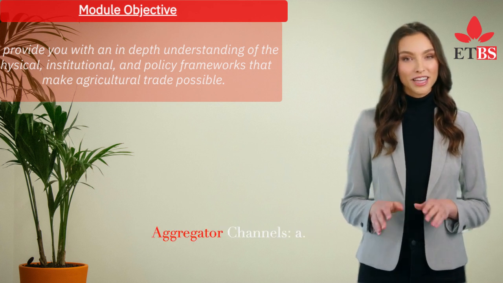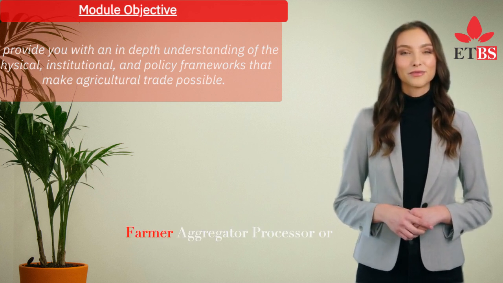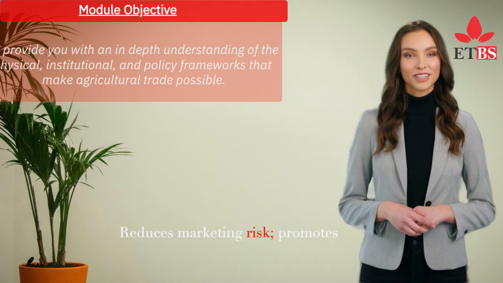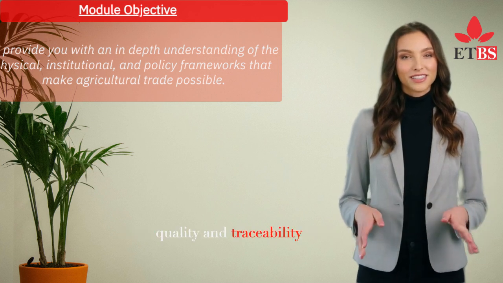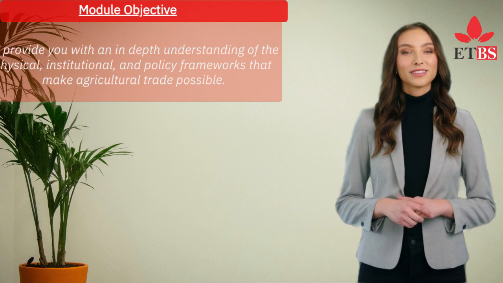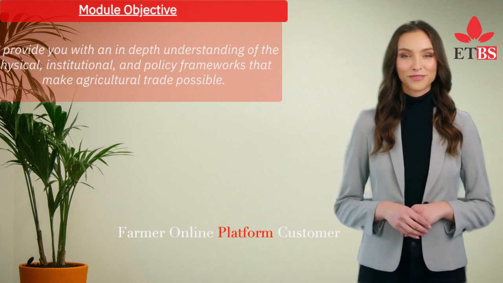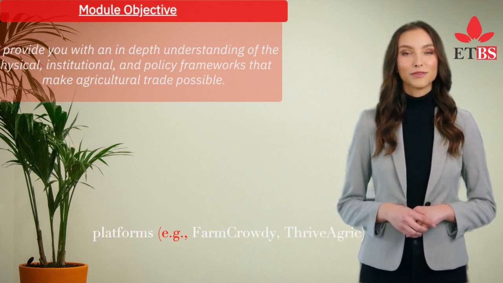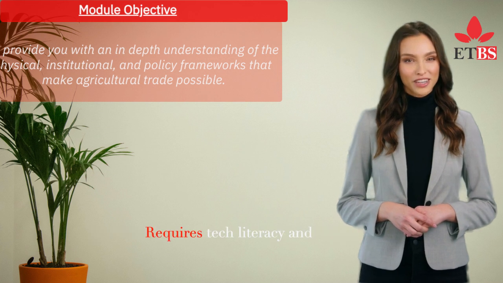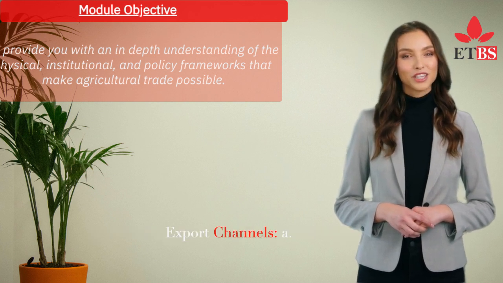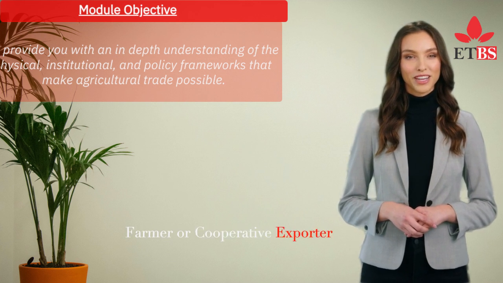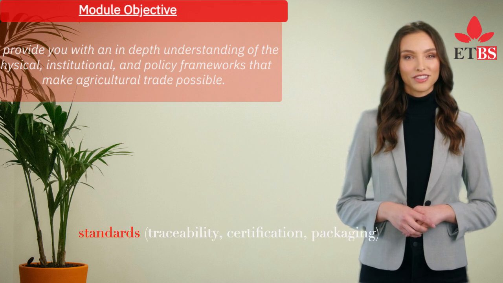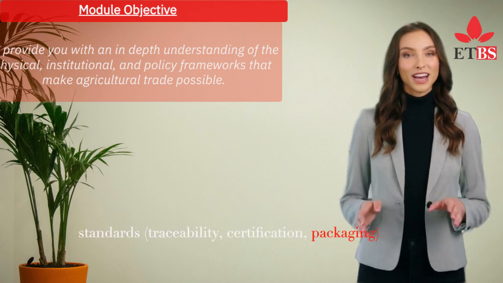3. Contract farming and aggregator channels: farmer, aggregator, processor or exporter. This reduces marketing risk and promotes quality and traceability. 4. Digital or e-commerce channels: farmer, online platform, customer. Uses mobile apps and platforms, e.g., Farm Crowdy, Thrive Agric. Requires tech literacy and good logistics. 5. Export channels: farmer or cooperative, exporter, foreign buyer or retailer. High returns but stricter standards: traceability, certification, packaging.